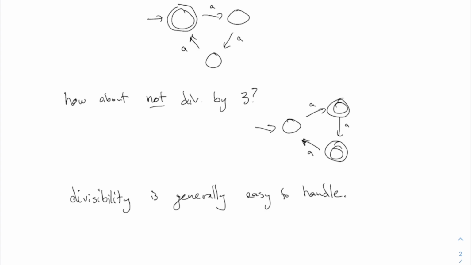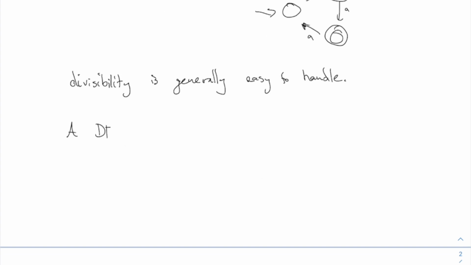But how about this? A DFA which accepts when the length is prime, a prime number. How do you like that? This is much more complicated. A prime number means it is not divisible by 2 or 3 or 4 or 5 or whatever, except for its own length, right? That is a lot more complicated.